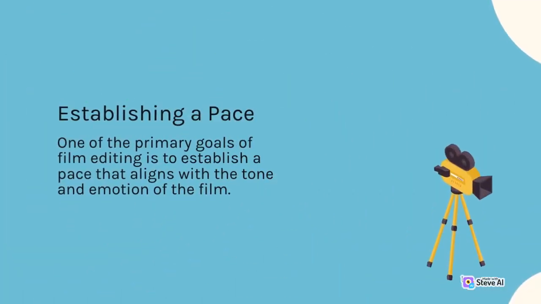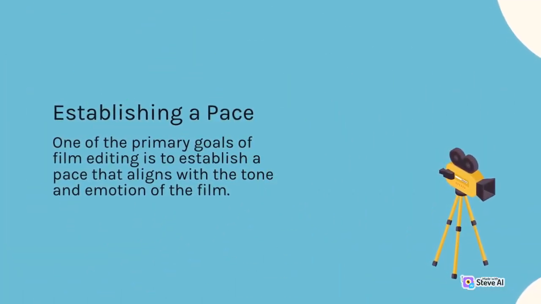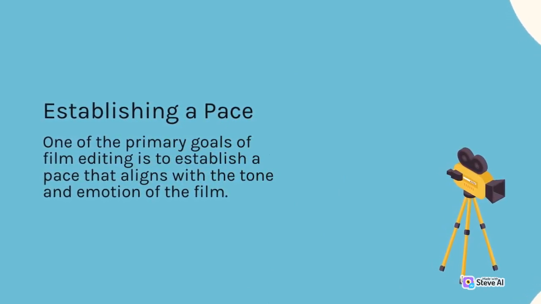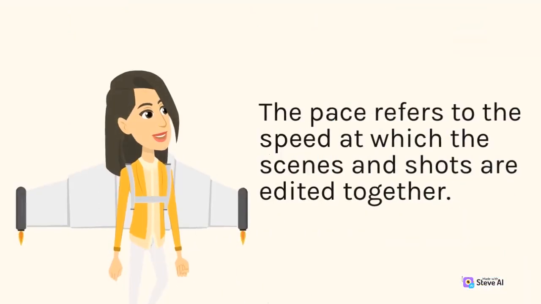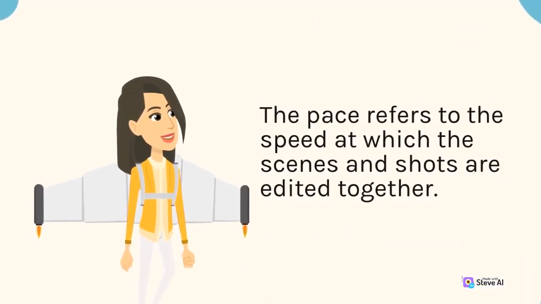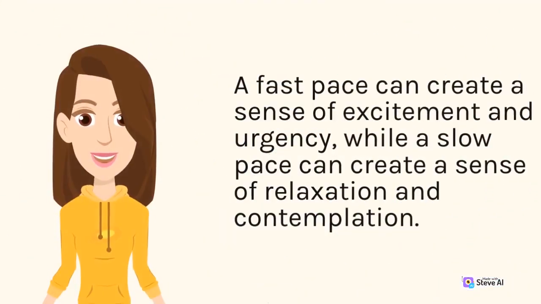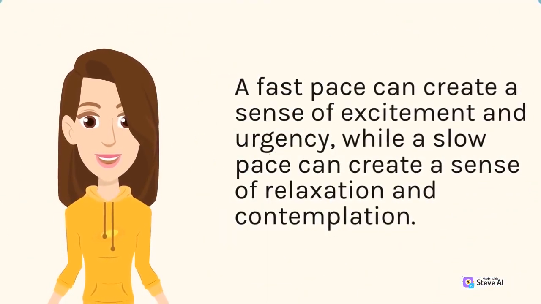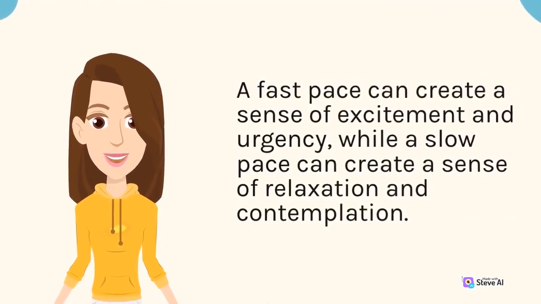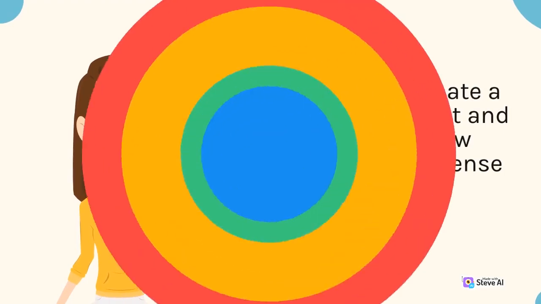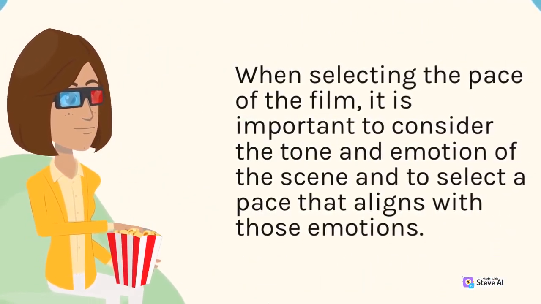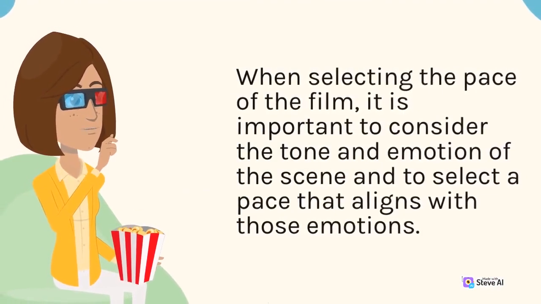Establishing a pace. One of the primary goals of film editing is to establish a pace that aligns with the tone and emotion of the film. The pace refers to the speed at which the scenes and shots are edited together. A fast pace can create a sense of excitement and urgency, while a slow pace can create a sense of relaxation and contemplation. When selecting the pace of the film, it is important to consider the tone and emotion of the scene and to select a pace that aligns with those emotions.